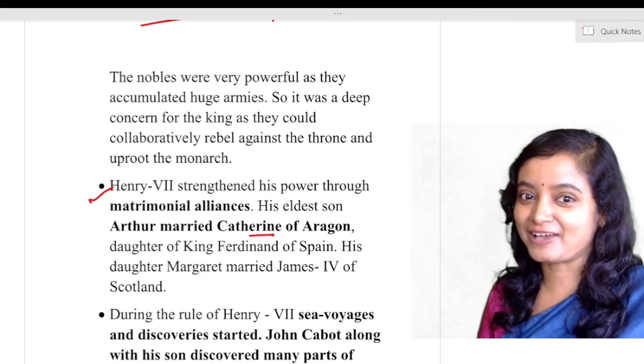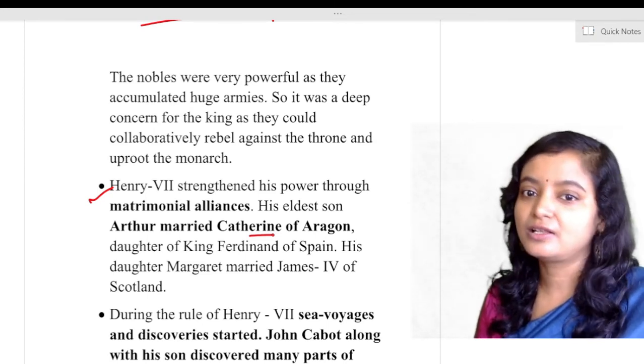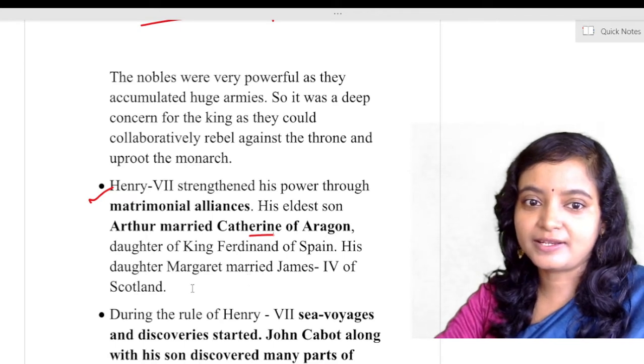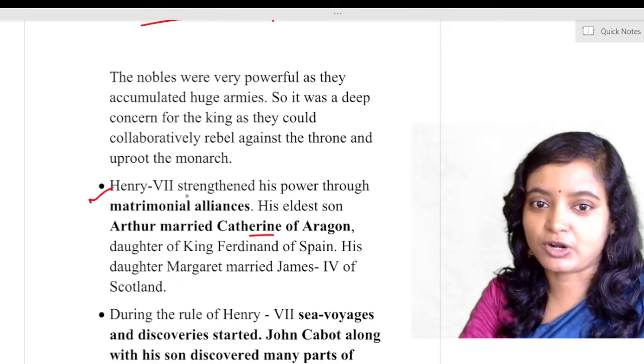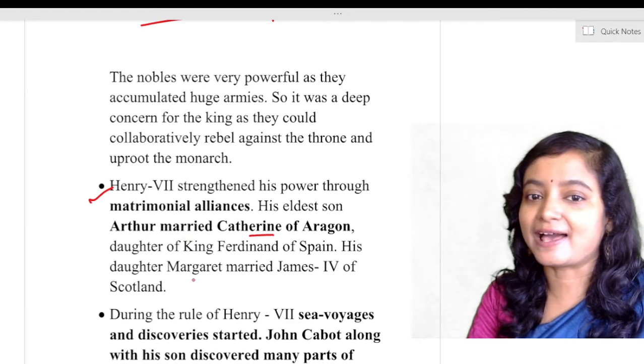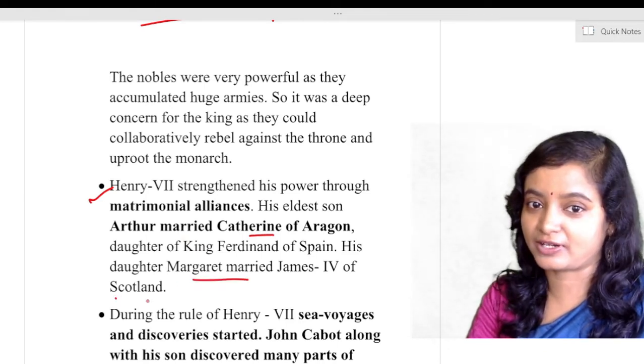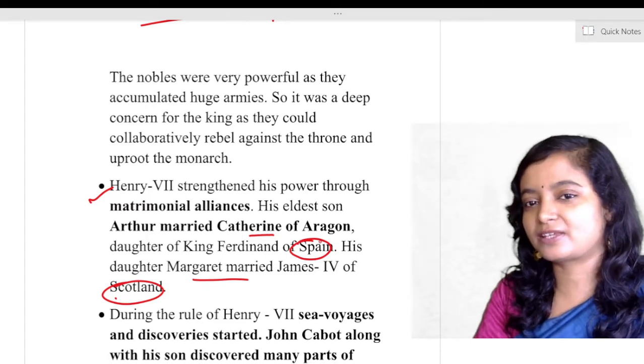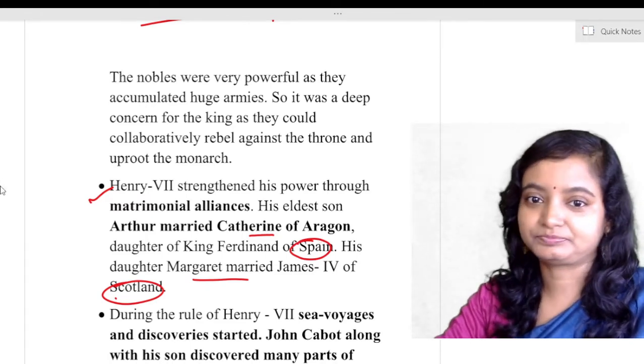Catherine of Aragon married Henry-VIII, but that was fatal. That was not a good proposal. And his daughter Margaret married James IV of Scotland. So in this way, by matrimonial alliances, he made friendship with Scotland against Spain, and he himself made a good bond with the Yorks.